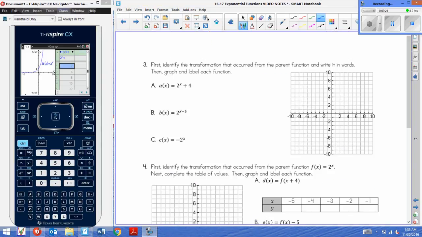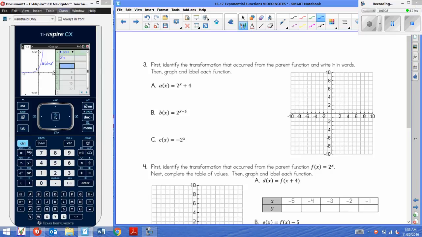Moving on to page 3, we need to identify the transformation, write in words what has happened, and graph and label. Let's take a minute and talk about what type of transformations actually happened from A, B, and C. One thing that you should obviously know is that the parent function, and let's write it up at the top, is f of x equals 2 to the x.